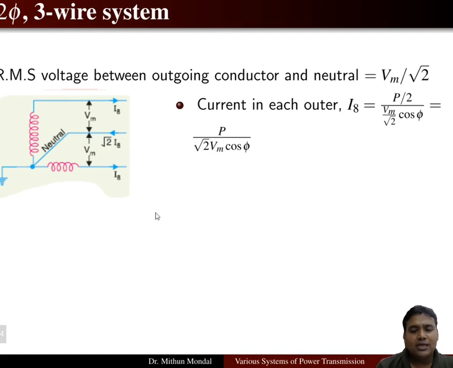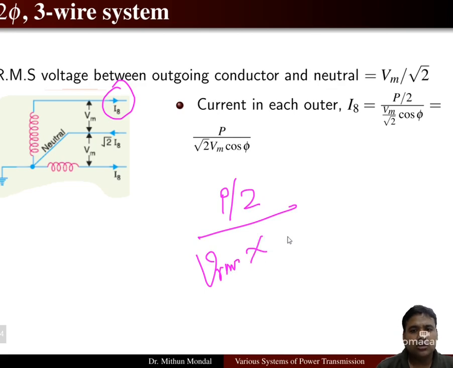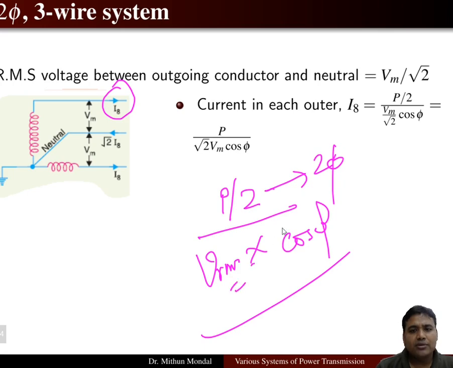Then what is the current flowing here in the outer conductor? Current is equal to the total power. So the total power is basically P by 2, because it is 2-phase, divided by V RMS into the cos of phi, right? So P by 2 because it is 2-phase, and V RMS we have determined as Vm by root 2. So just put it in the equation, you will get P by root 2 Vm cos phi.